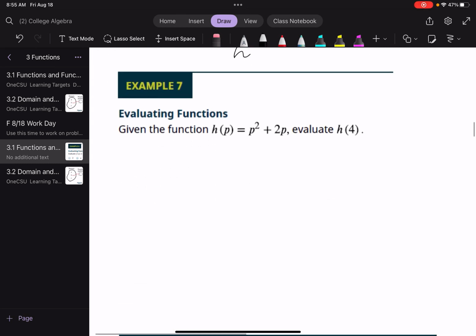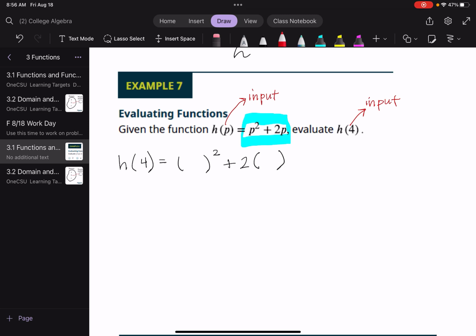So let's talk about example 7. Given this function, these are the instructions for the function h with input p. Evaluate h of 4. And so remember that this guy is the input. So it's telling you there's a new input. It's defining the input for the question. So if I want to find h of 4, everywhere there's a p, I'm just going to put a 4 instead. Same idea as before. And so this would be 16 plus 8, which is 24.